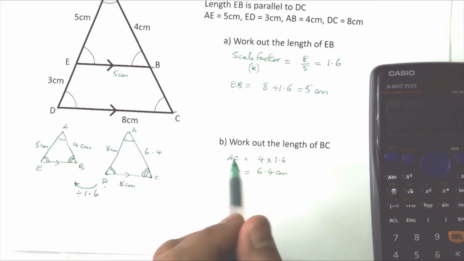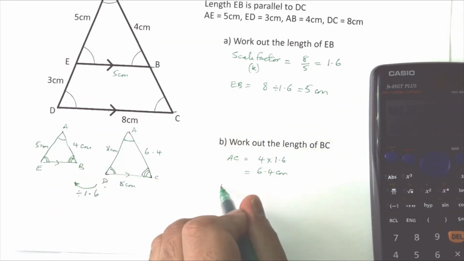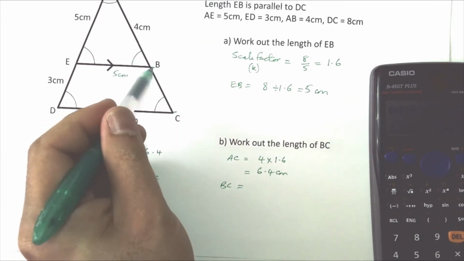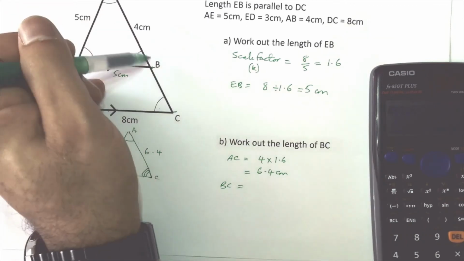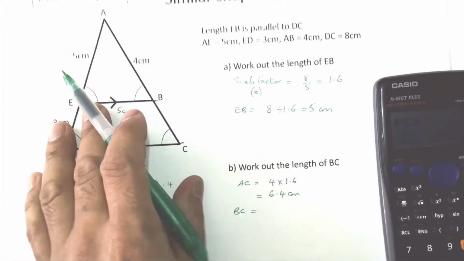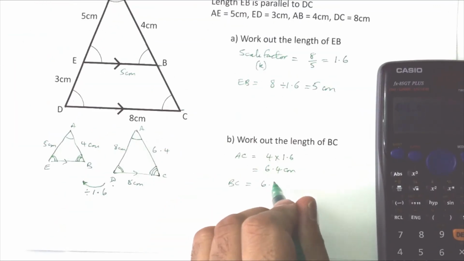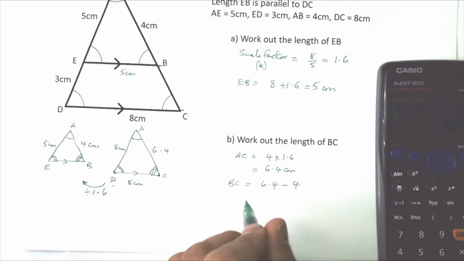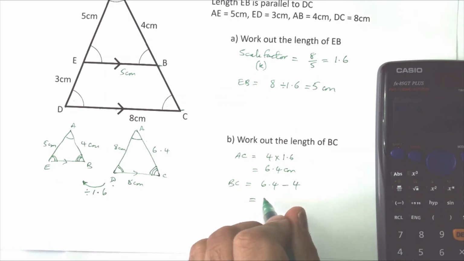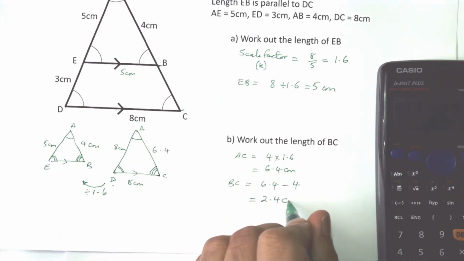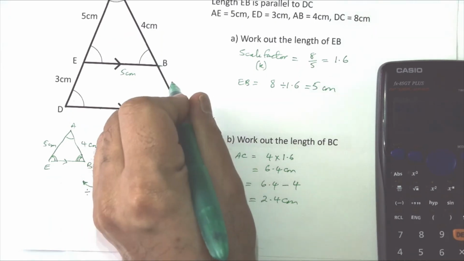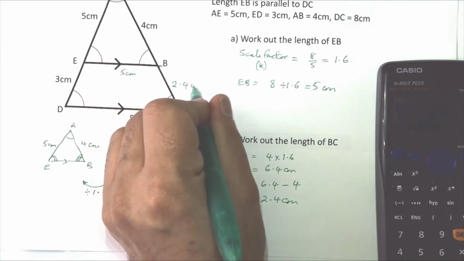And then to work out the length BC, BC is going to be 6.4 minus this 4 centimeters here, minus AB. So that will be 6.4 minus 4. That gives me 2.4 centimeters. So this here is 2.4 centimeters.